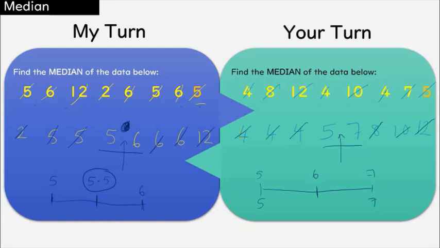A quick way to find the midpoint, if it's not as easy as just being able to see it, you can add the 2 numbers. So here I could have done 5 plus 6, and then you divide by 2, and that would have given me 5.5. Or this one here, you can add the 2 numbers. 5 add 7 gives me 12, and then half it, so that would have given me 6 as well.